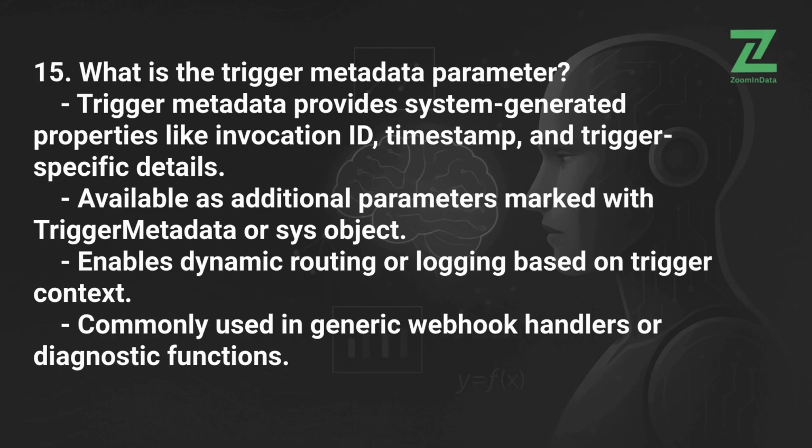15. What is the trigger metadata parameter? Trigger metadata provides system-generated properties like invocation ID, timestamp, and trigger-specific details. Available as additional parameters marked with trigger metadata or sysObject. Enables dynamic routing or logging based on trigger context. Commonly used in generic webhook handlers or diagnostic functions.